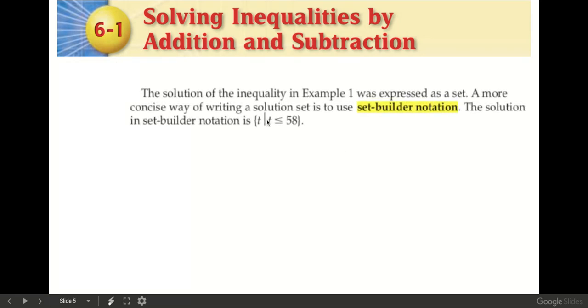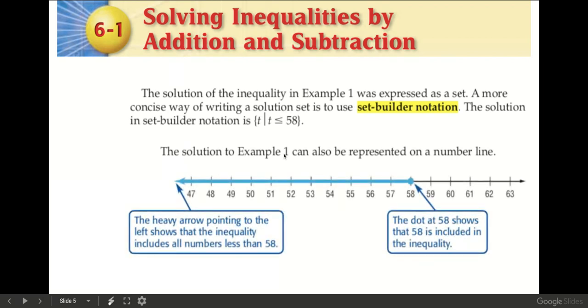So the solution of an inequality was expressed as a set. All right. A more concise way of writing a solution set is by using set builder notation. The solution in set builder notation would look like this. These funny symbols here, well, you probably recognize this answer right here, but it has braces around it, and it's got the T and a line here. The way that you interpret this is it says for all T's in this problem, T must be less than or equal to 58. That's how you would read set builder notation.